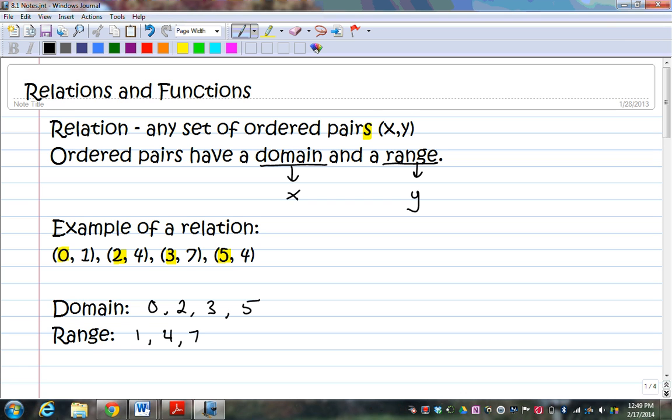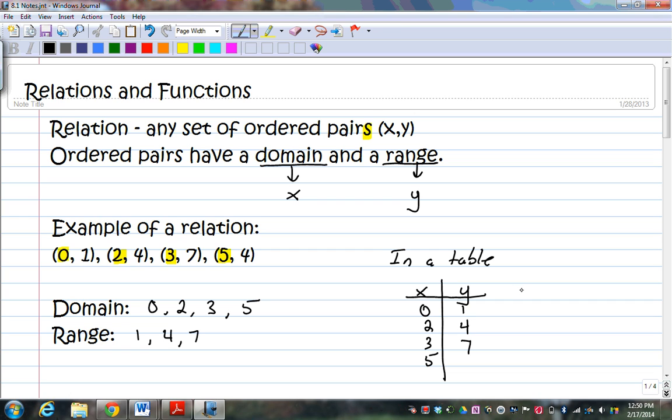Okay. We could write this in a table as well. So if I say in a table, let me demonstrate what that would look like. X, Y, and then I'll go down like this. And I'll put my domain then on the left. I have 0, 2, 3, 5, and my range 1, 4, 7.